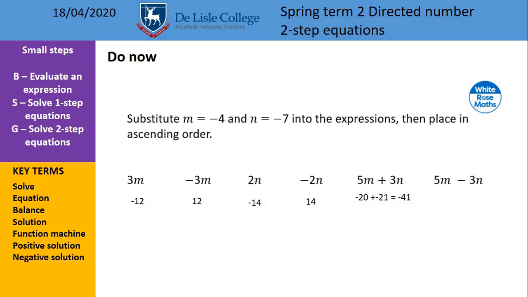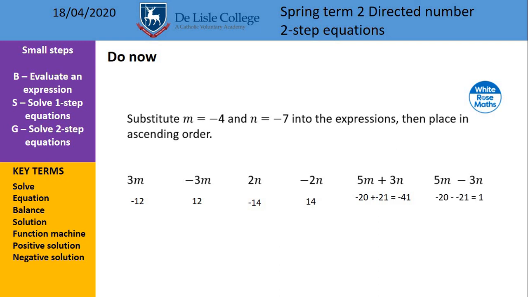So 5m, 5 times -4 is -20. 3n, 3 times -7 is -21. But we want to add those together. If you're adding a negative number, it's the same as taking away. So it's -20, take away 21. Then if you think of your temperature scale, it's going to get smaller, i.e. colder. So -20, take away 21, is even smaller at -41.